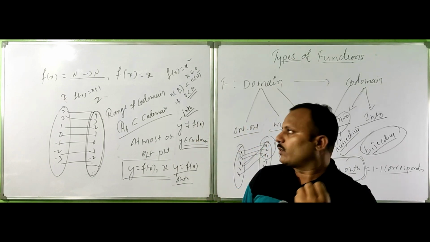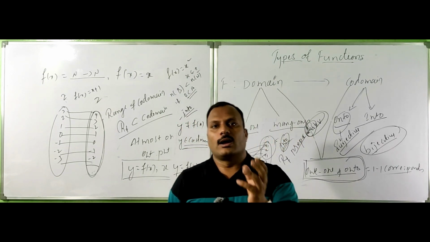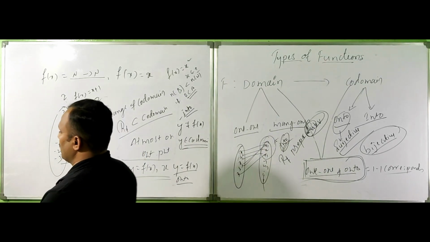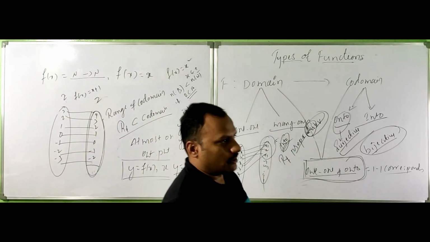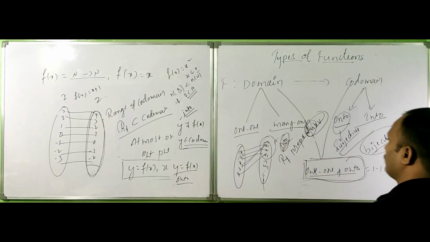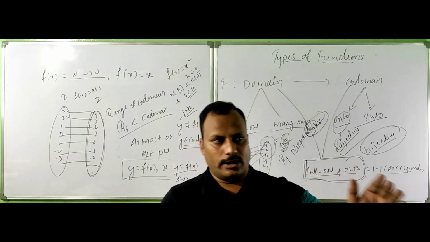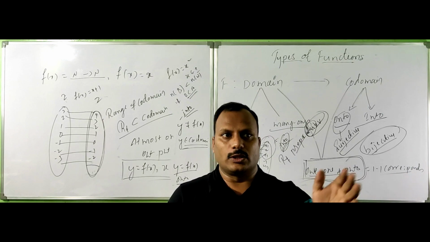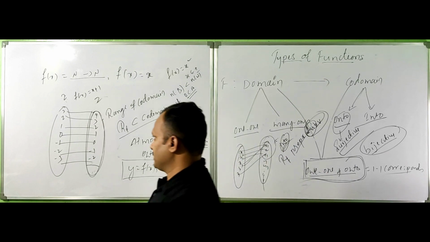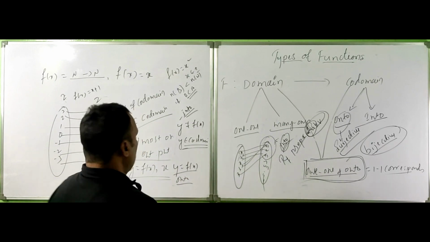That means there is an element y belonging to the codomain where y is not equal to f of x. That is called an into function. If y is equal to f of x, it is called an onto function. For one-one, the function should be one-one and onto, meaning the number of elements in the domain should be equal to the number of elements in the range. Based on this, we will solve problems.